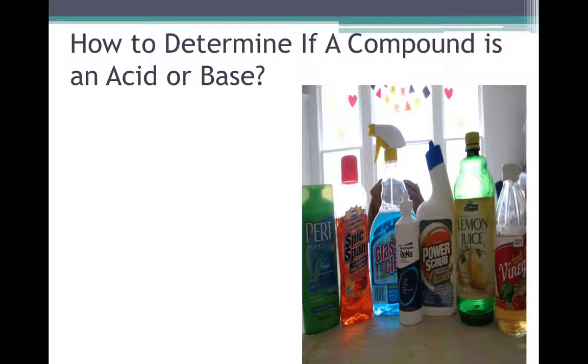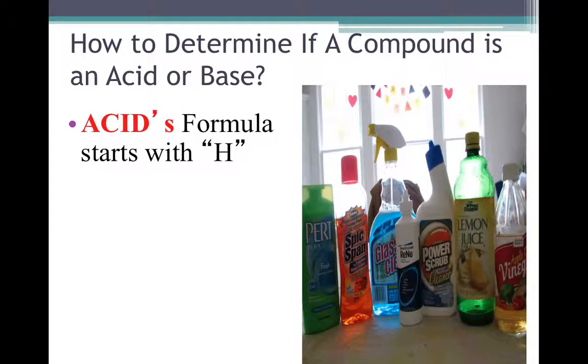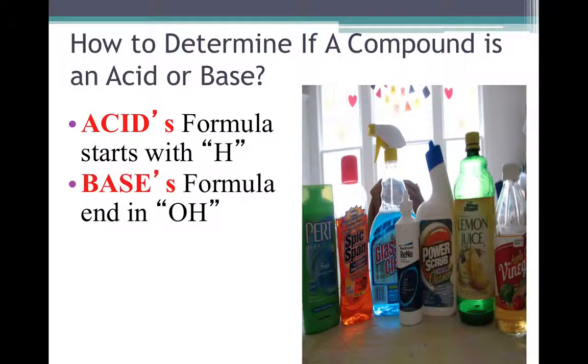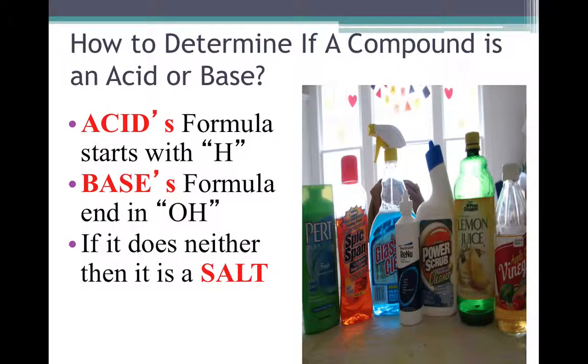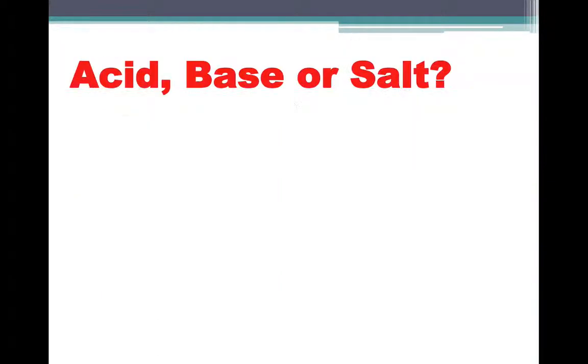First of all, look at the beginning. If it begins with an H, it's an acid. If it ends in an OH, it's a base. And if it's neither, it's going to be a salt that is produced. So acids, formula, they start with an H, bases end in OH. And if it doesn't begin with an H or doesn't end in an OH, odds are it'll probably be identified as a salt.